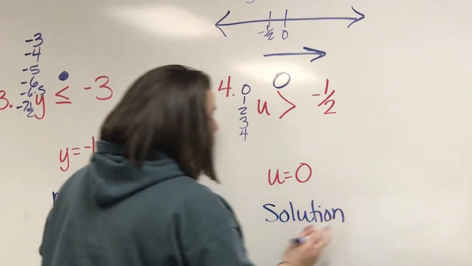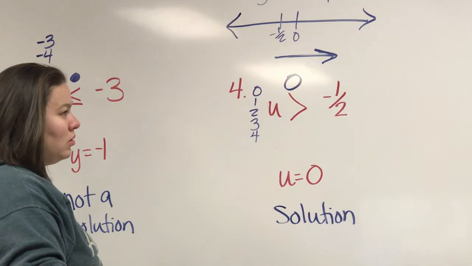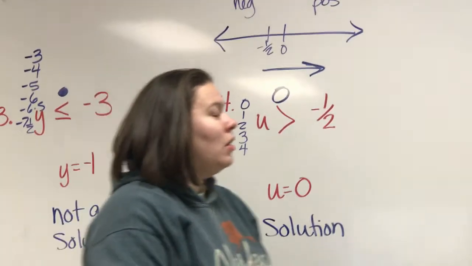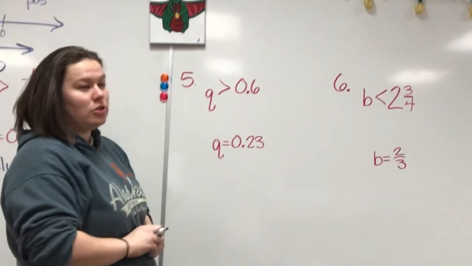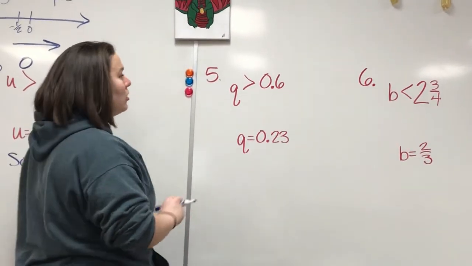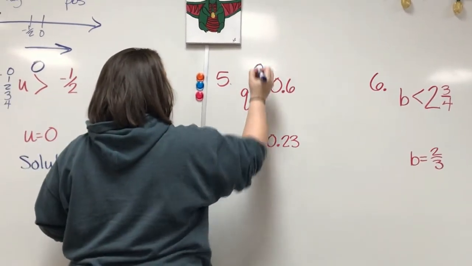This is a good option. Okay. Number 5, look at your symbol. What kind of circle do you need? Do you need an open circle or a closed circle? You need an open circle.